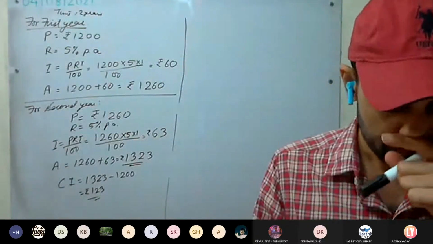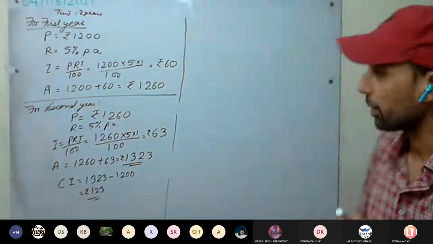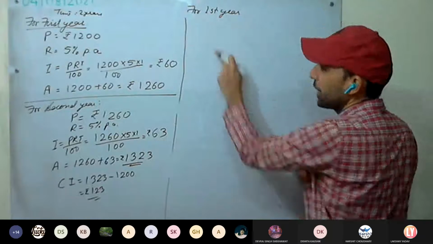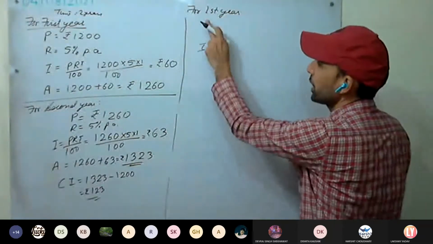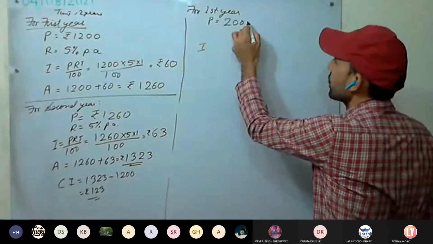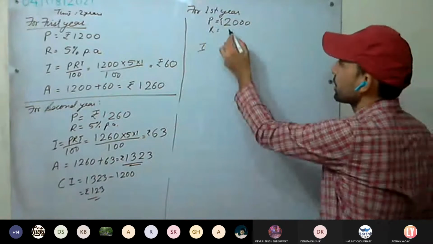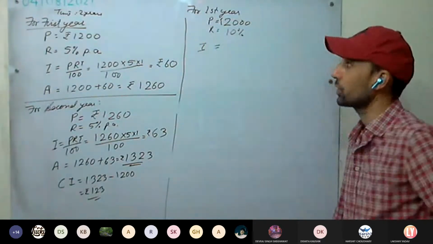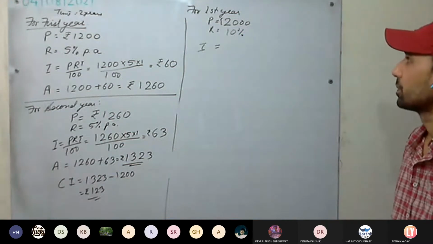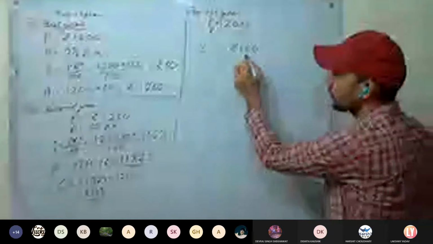Second one, calculate the amount in compound interest when 2000 is lent for 2 years at the rate of 10% per annum. Okay, so for first year, this time I won't be writing the steps much. You have to write principal equal to 2000, and rate equal to 10% per annum. Calculate the interest and tell me how much you are getting. Sir, 200 rupees. So this is the interest for the first year.